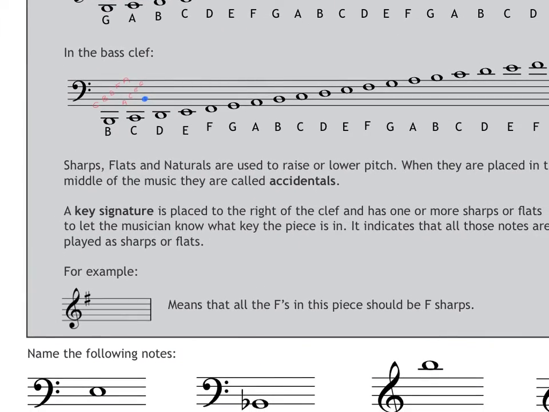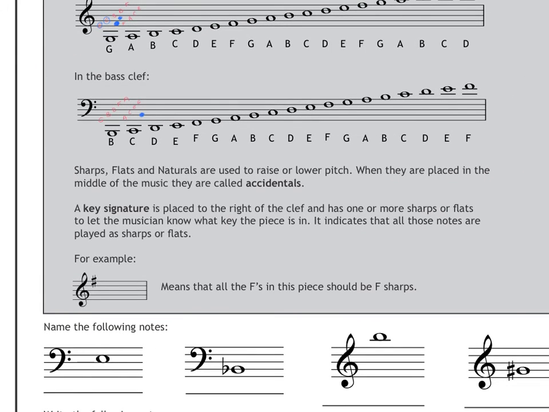Now, to carry on, it just gives you a few little reminder notes. Sharps, flats, and naturals are used to raise or lower the pitch. If you're looking at a piano keyboard, most of the time that does refer to the black notes on the keyboard, but not all the time. And when they are placed in the middle of the music, they are called accidentals. So that just refers to basically temporarily sharpening a note or flattening a note in the piece of music, and only for that bar.